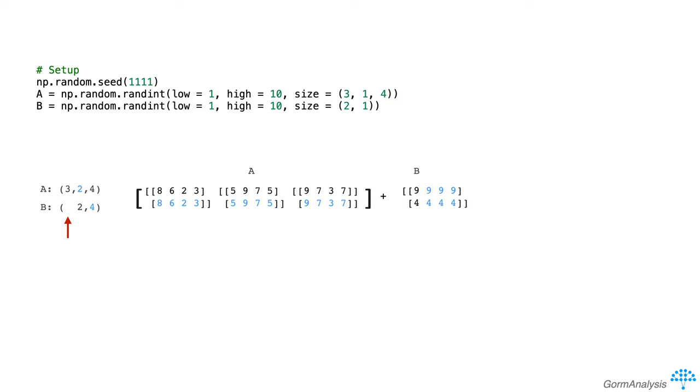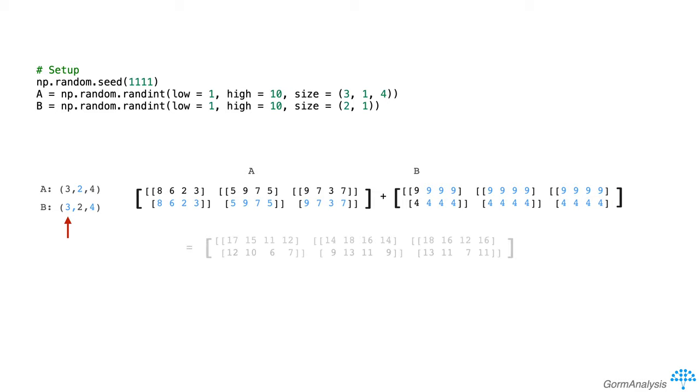To complete our mental model of how math between these arrays would work, we can imagine copying B 3 times along a newly added first dimension. We're left with 2 transformed arrays, each with shape 3x2x4, which we can easily add or subtract or combine in some other way.